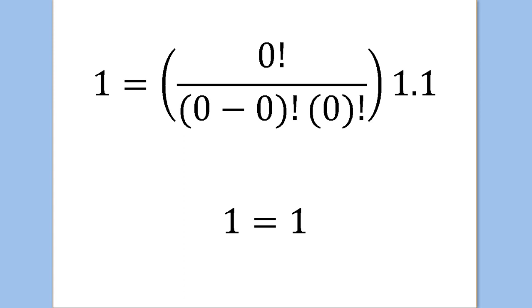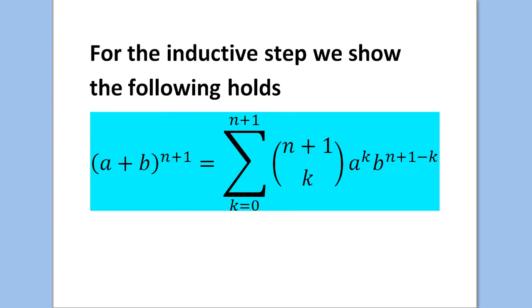So now we're going to start the inductive process. So to prove by induction, we prove that (a + b)^(n+1) equals the sum from k equals 0 to n plus 1 of n plus 1 choose k times a to the k times b to the n plus 1 minus k. So all we've done is we've replaced n by n plus 1 in the original formula.